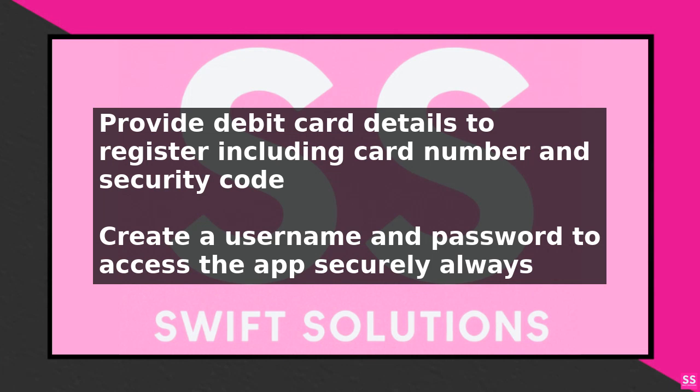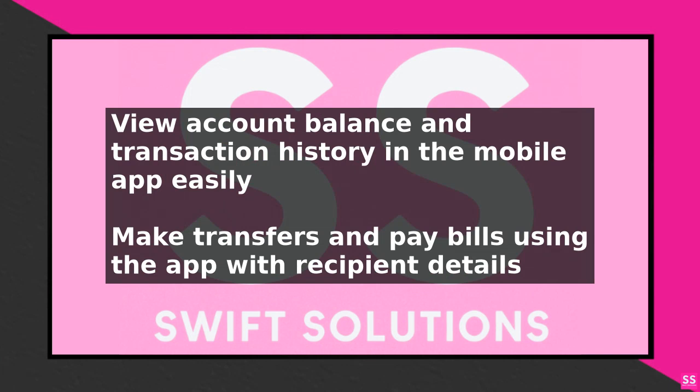To make a transfer, select the transfer option and enter the recipient's account details, the amount you want to transfer, and a description of the transaction. To pay a bill, select the Pay Bills option and enter the biller's details, the amount you want to pay, and the payment date. You can also use the app to manage your debit card settings, such as setting a daily spending limit, blocking international transactions, or reporting a lost or stolen card.